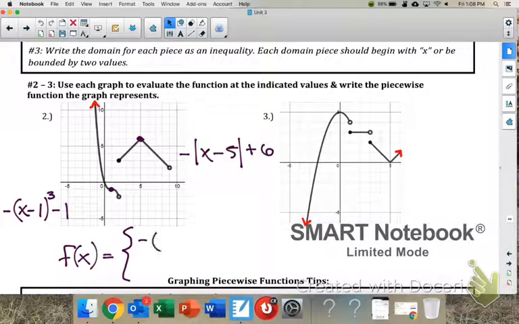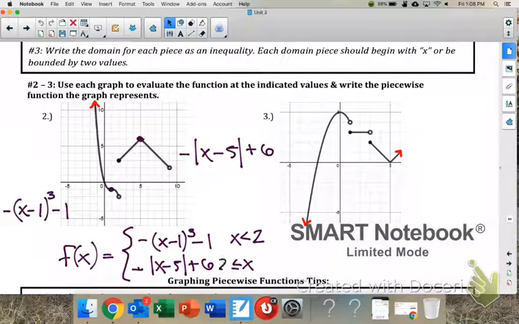First, it's going to have the cubic. Then it's going to have the absolute value. And that cubic is defined for x is less than 2 because of it being an open dot at 2 and going to the left. And the absolute value is specifically between 2 with a closed dot and 9 with an open dot.